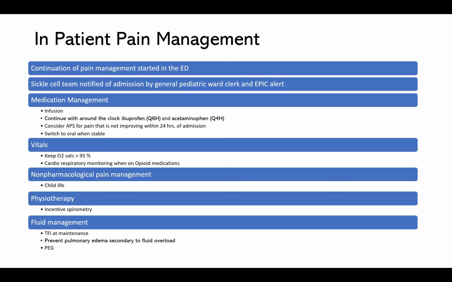Fluid should always be kept at maintenance. You don't want to overdo it with the fluids. You definitely want to prevent any pulmonary edema. And then again, using PEG to help prevent constipation from the amount of narcotics that they could be on.